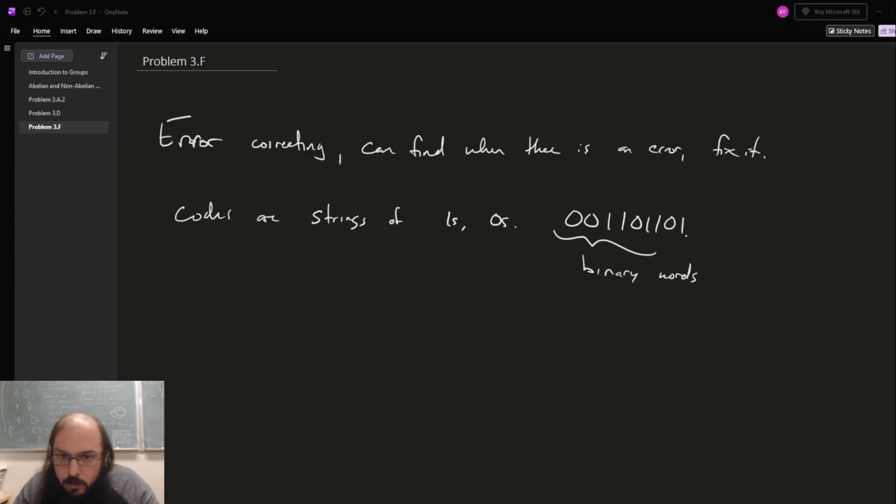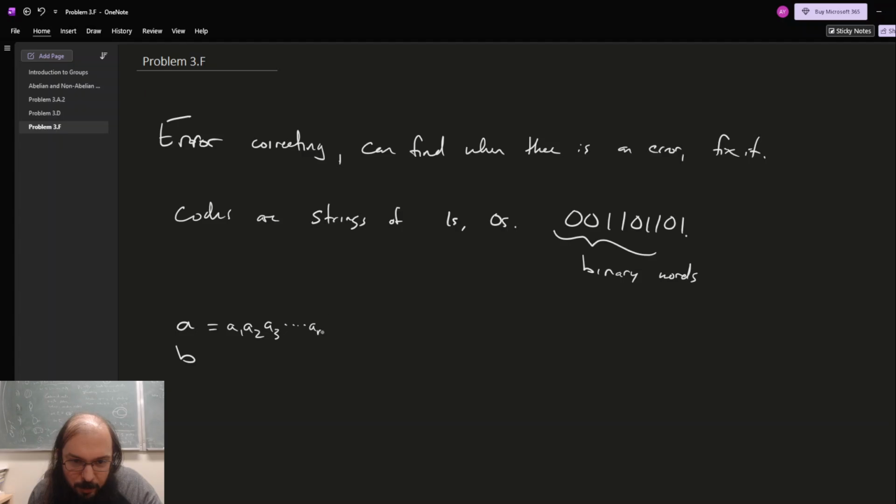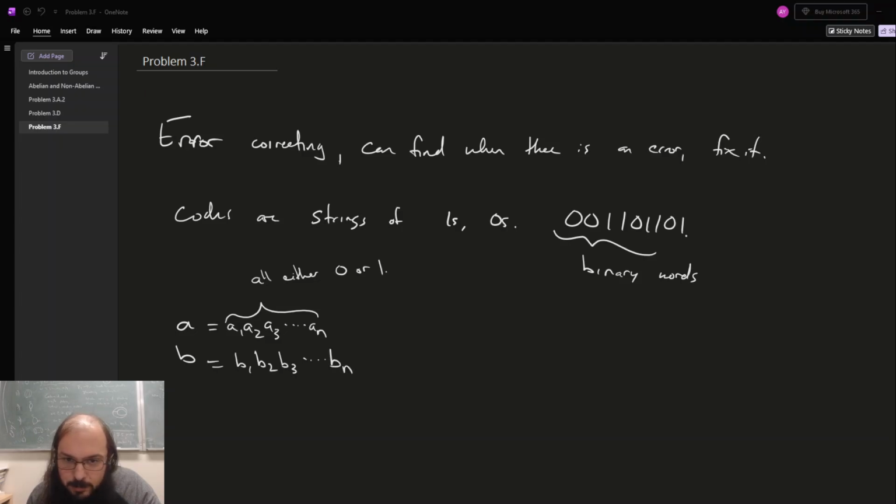Now, we have a definition. If you have two words, A and B, we will oftentimes write these as A1, A2, and so on up to An. All of these symbols, the A's with the subscript i, are all either 0 or 1. This is just a way of giving a letter name to a binary string. Then the B's can be B1, B2, B3, another word, maybe the same length, so it also goes up to Bn.